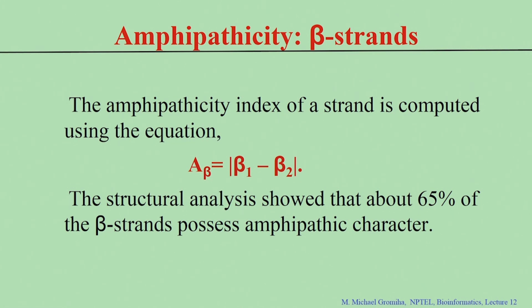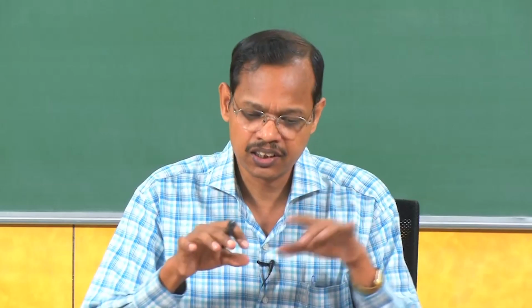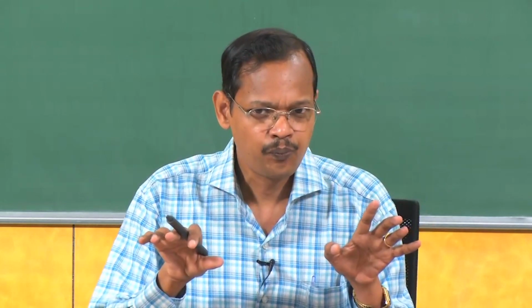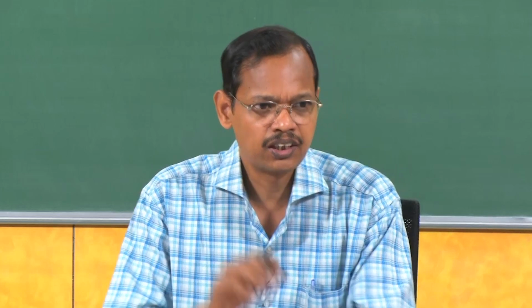The structural analysis also showed that about 65% of beta sheets are amphipathic in nature. If you take all the beta sheets in the known structures and construct the plots, you can see that about 65% of them are amphipathic in nature.